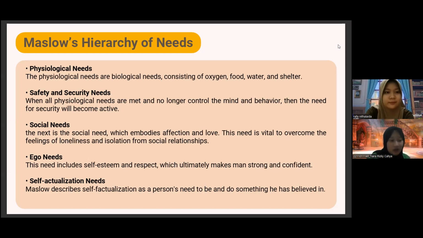And next is social needs, which embody affection and love. These needs are vital to overcome the feelings of loneliness and isolation from social relationships. The fourth one is ego needs. These needs include self-esteem and respect, which ultimately make a man strong and confident. And the last one is self-actualization needs, which Maslow described as a person needing to be and do something he believes in.